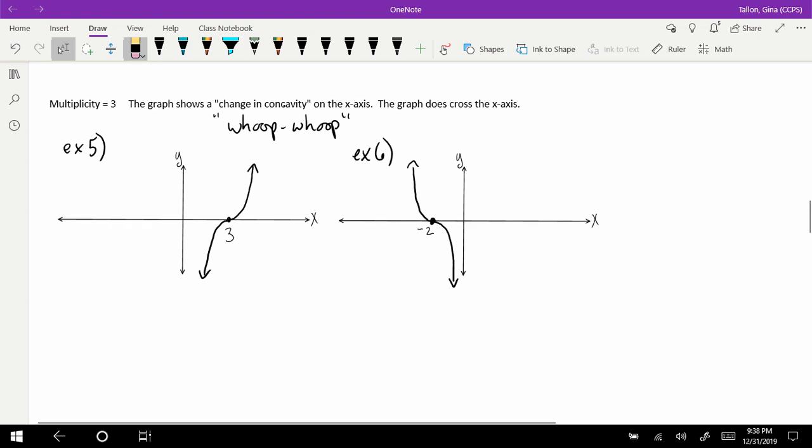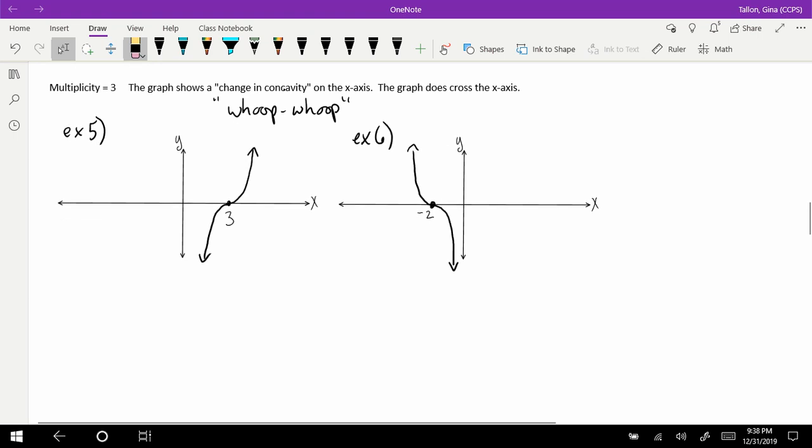We're dealing with a multiplicity of 3 this time. Notice how we went from a multiplicity of 1 to a multiplicity of 2 in a couple examples. Here's a multiplicity of 3 for examples 5 and 6. And this shows a change in concavity on the x-axis. The graph does not cross the x-axis. This is what we get when we have a little whoop whoop feeling here.